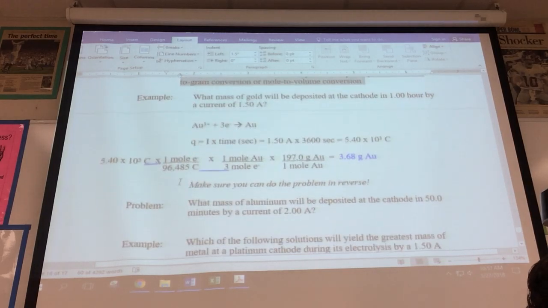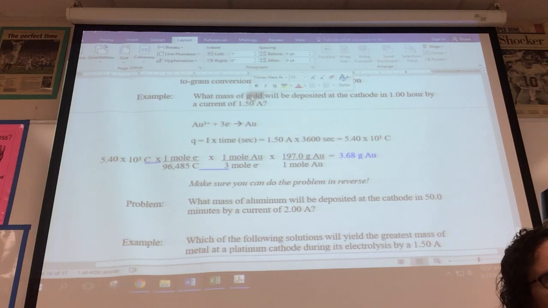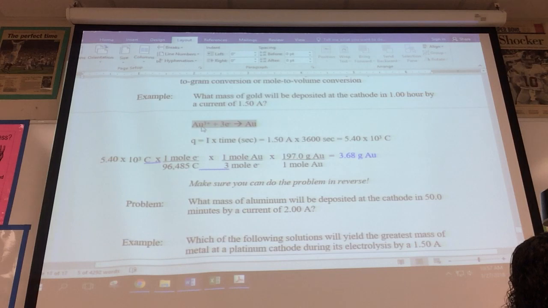That's given to you. I'd rather just walk through how to approach this. It says, what mass of gold will be deposited at the cathode in 1 hour by a current of 1.50 amps? Because they gave you gold, which is a transition element, they would need to indicate what charge the ion would have, or it won't be clear to you how many moles of electrons. So let's take a look at what's given and what's asked for.